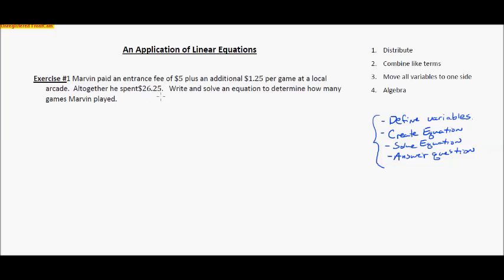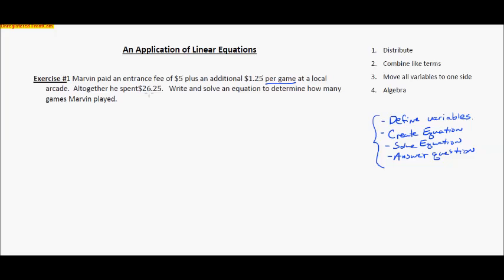Okay, so let's read this first example and see what we can do here. It says Marvin paid an entrance fee of $5 plus an additional $1.25 per game. I'm going to underline this per game because a lot of times in word problems in math, you get that kind of terminology, per game or per mile, and usually what that means is you're going to multiply the number that comes before it by your variable, what you don't know. So let's keep going. So he paid $1.25 per game at a local arcade.